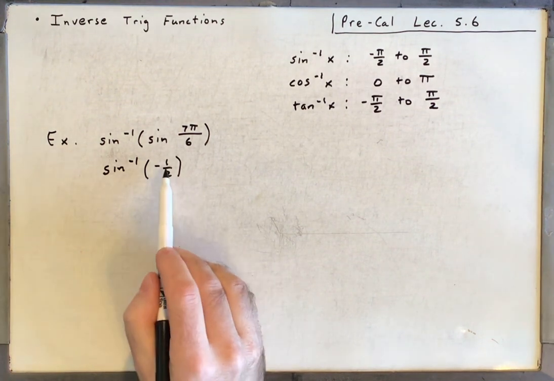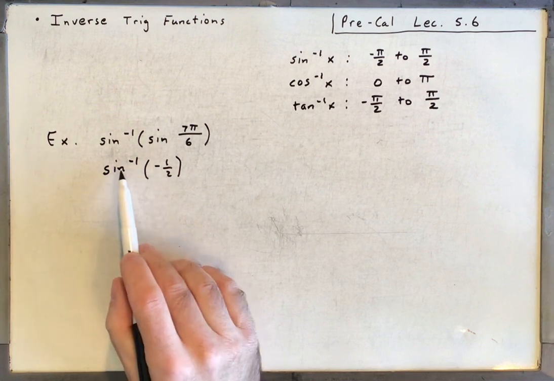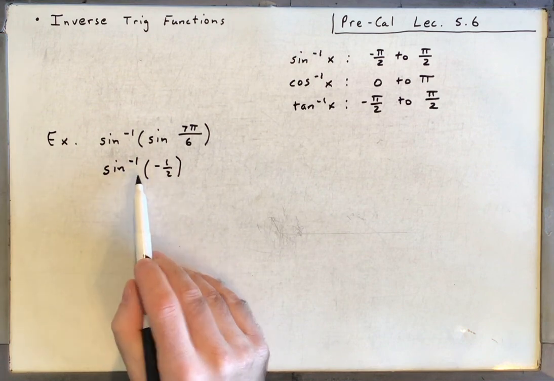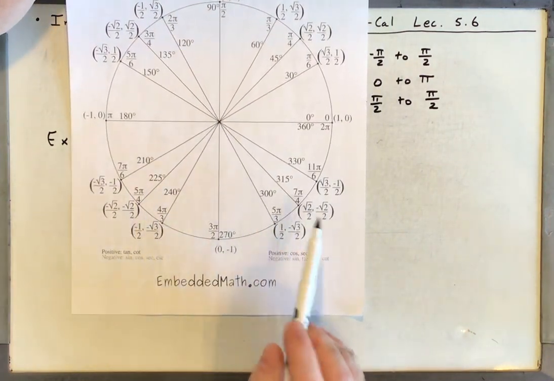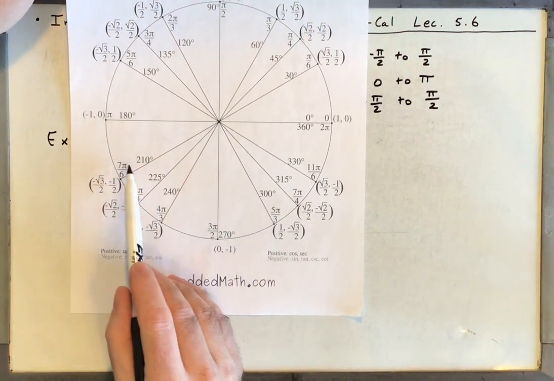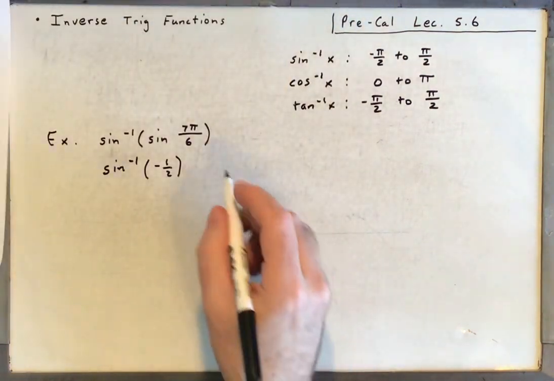Now, what angles give us a sine of negative 1/2? What's the inverse sine of negative 1/2? The angle whose sine is negative 1/2. Okay, well, it happens in two places. First of all, we know it happens at 7 pi over 6.